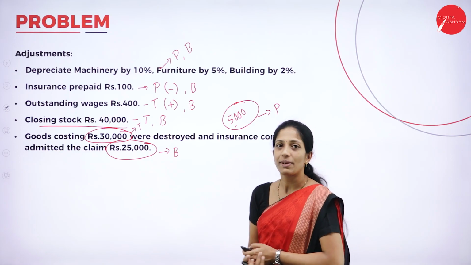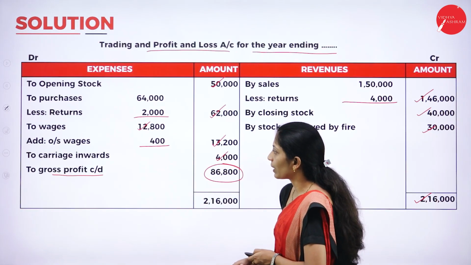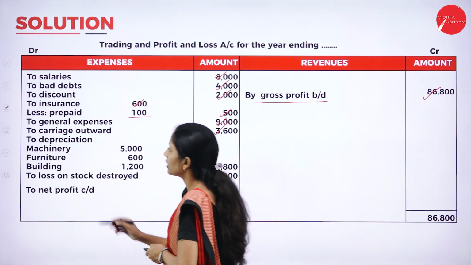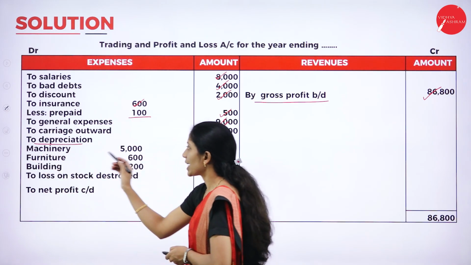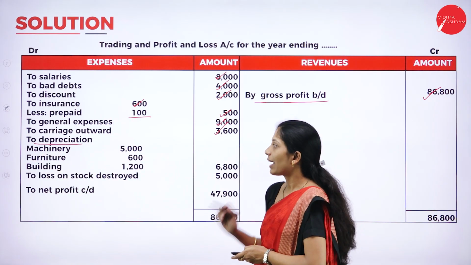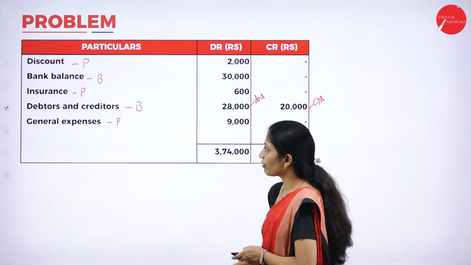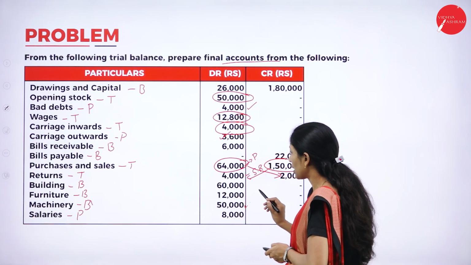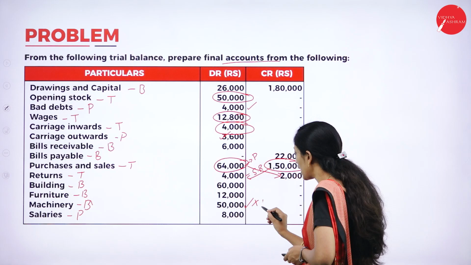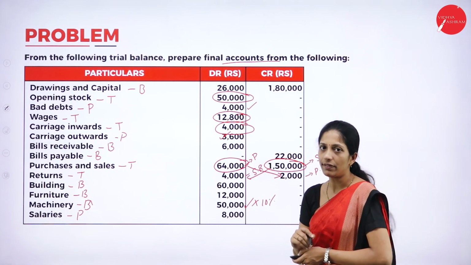Depreciation on machinery by 10%. So, how do we record? To depreciation, record the heading to depreciation machinery. They have given 10%. So, what is the value of machinery? Machinery is 50,000. 50,000 into 10%, that will be 5,000.